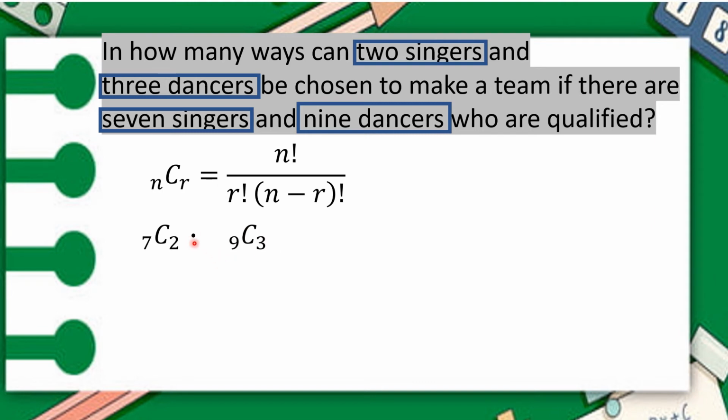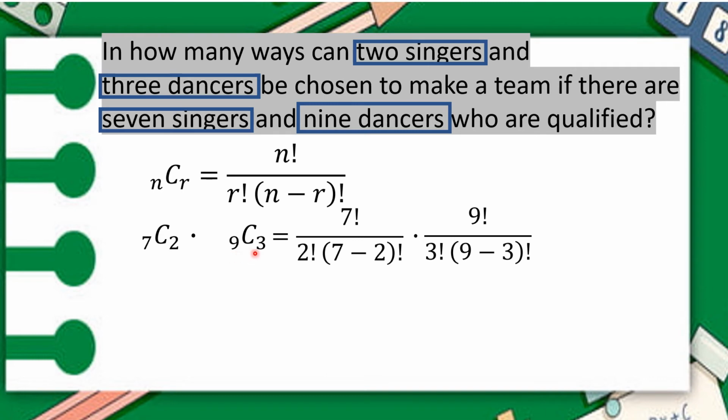Gagamitin natin yung multiplication because of the word and kasi nga they belong to one group. So, pag belong sila sa one group, ang gagawin natin, i-multiply natin yung dalawang combination na dapat nating isolve. So, to solve for this, syempre, i-substitute natin yung formula. Una, sa 7 combination of 2, yung n natin will be 7 and r will be 2. So, we have 7 factorial over 2 factorial times 7 minus 2 factorial. Sa 9 combination of 3 naman, ang n natin is 9, ang r natin is 3. So, we have 9 factorial over 3 factorial times 9 minus 3 factorial.